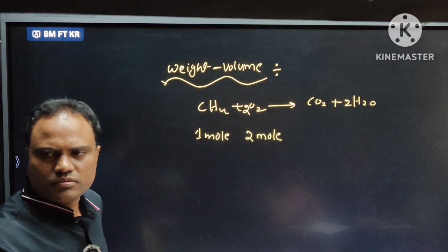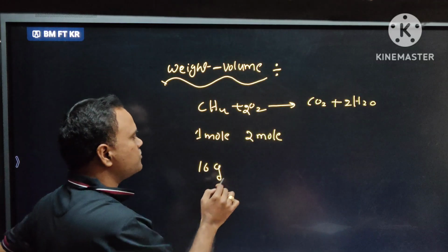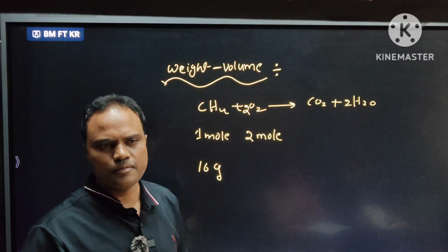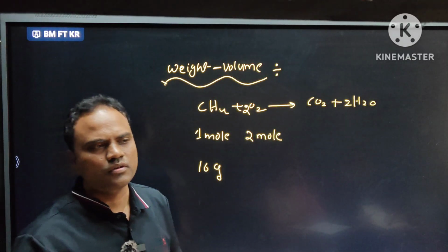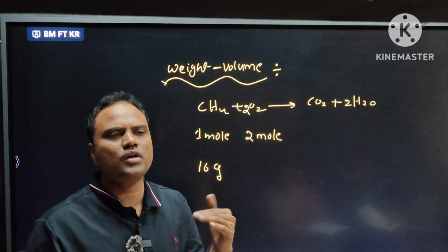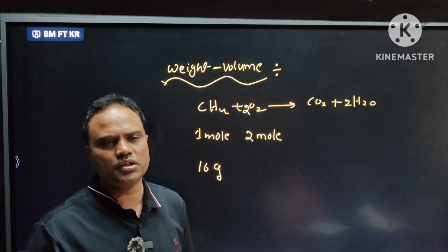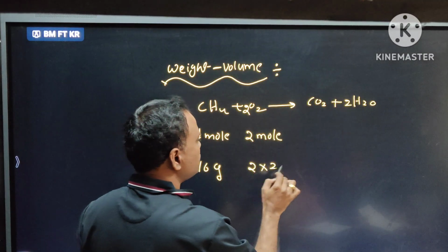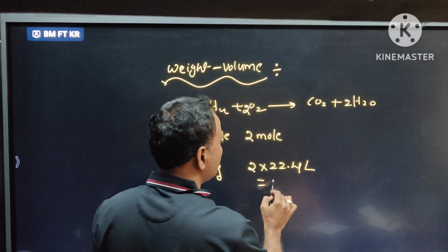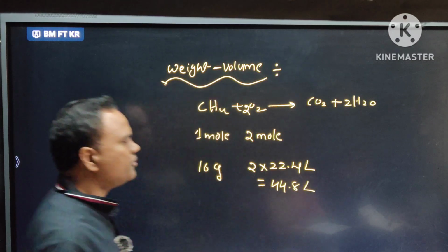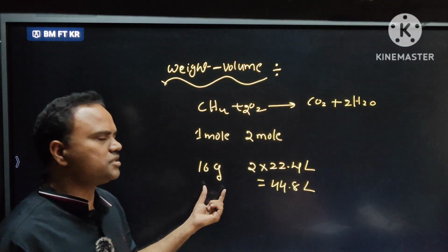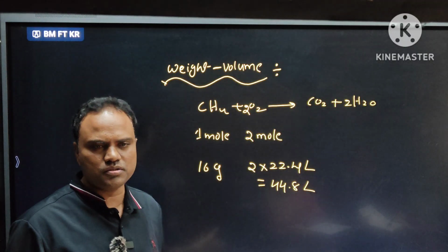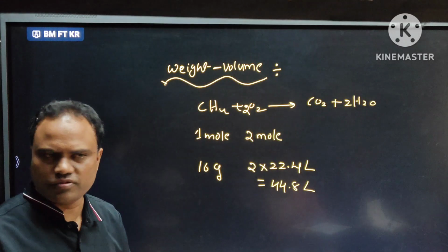Let us write the weight of methane. What is the weight of 1 mole of methane? 16 grams. And oxygen data in terms of volume, liters. See, 2 moles of oxygen means how much volume? 1 mole of any gas occupies how much? 22.4 liters. 2 moles means 2 into 22.4 liters, that is 44.8 liters. So how much volume of oxygen is required to combust 16 grams of methane? 44.8 liters.